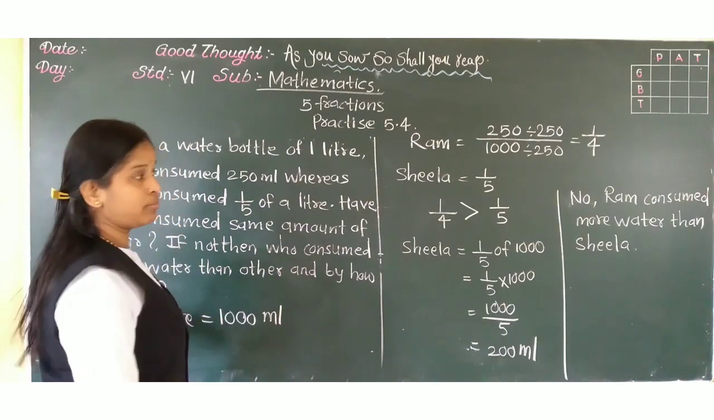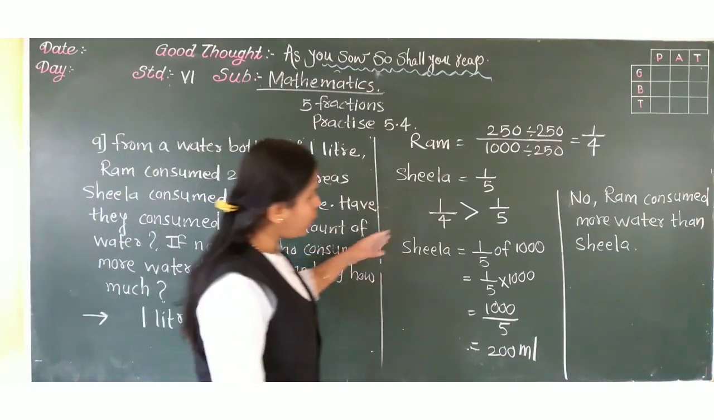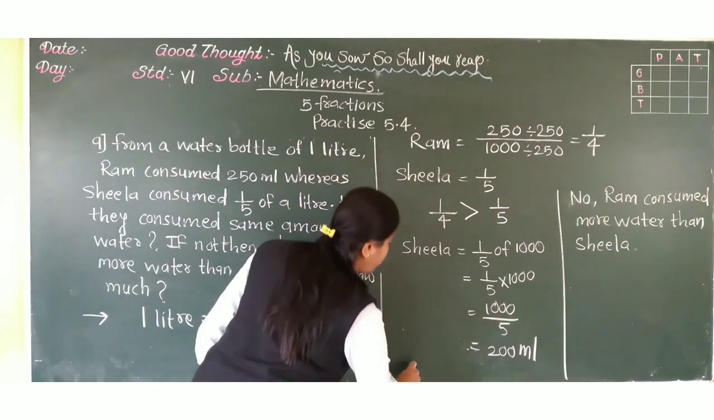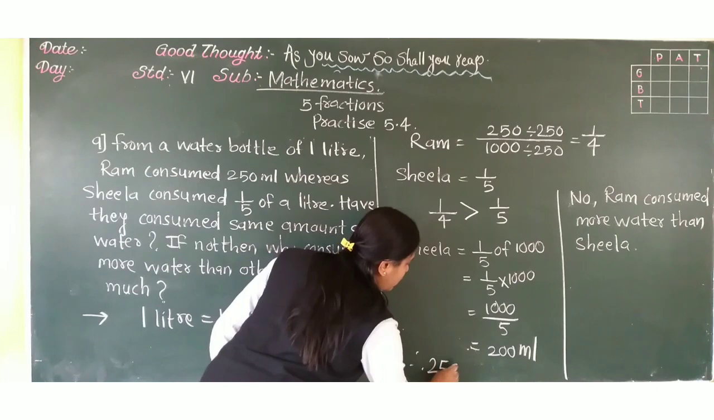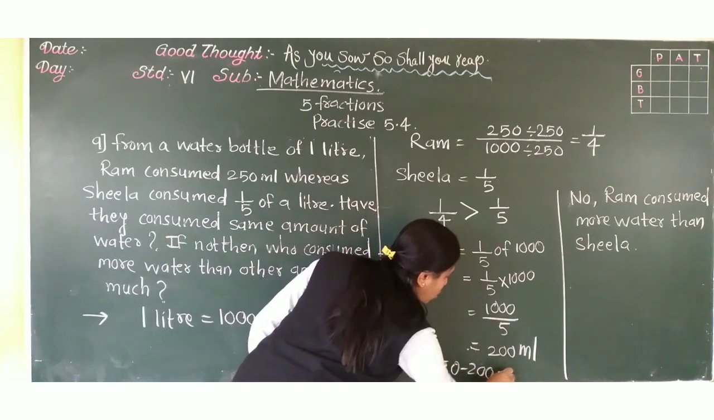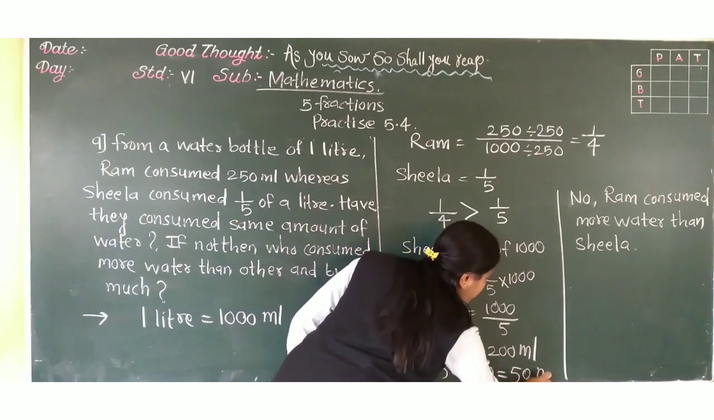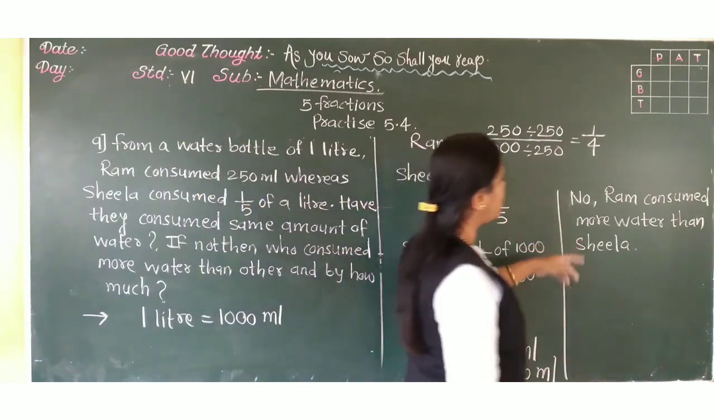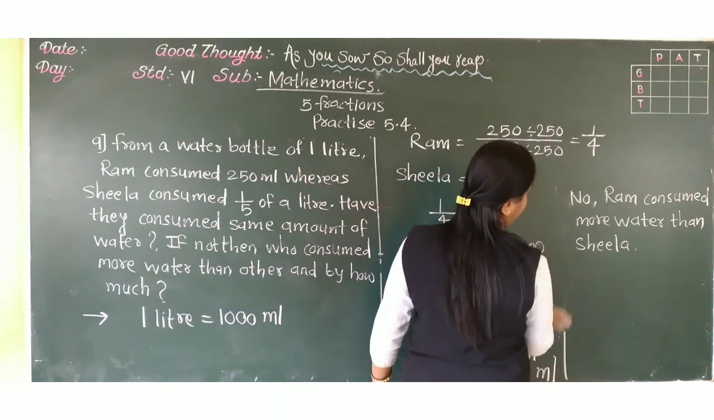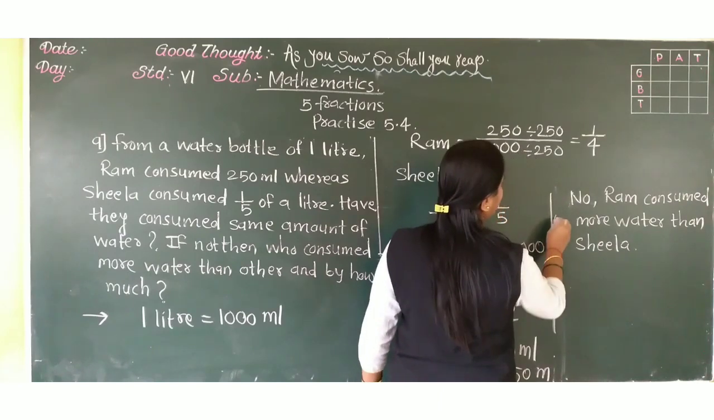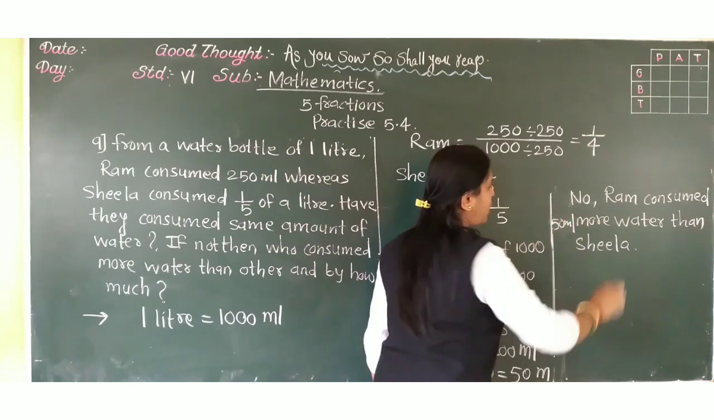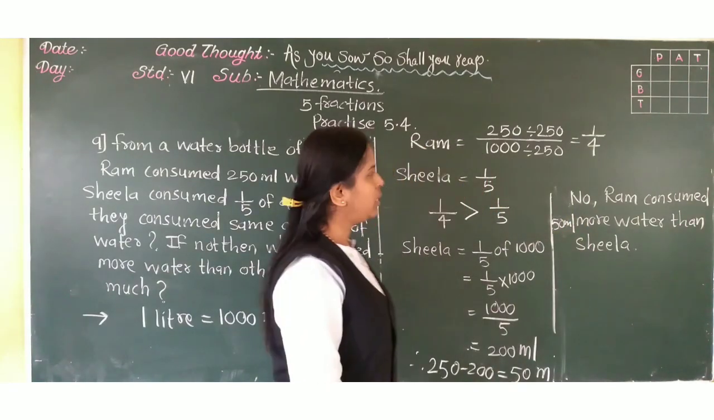By how much did he consume more? So what do we have to do? 250 ml minus 200. Therefore, 250 minus 200. So how many ml did he consume more? 50 ml. More water he consumed. So you can write here, Ram consumed 50 ml more water than Sheila. Okay, in this way.